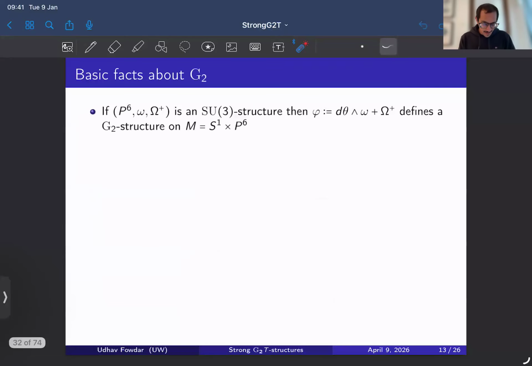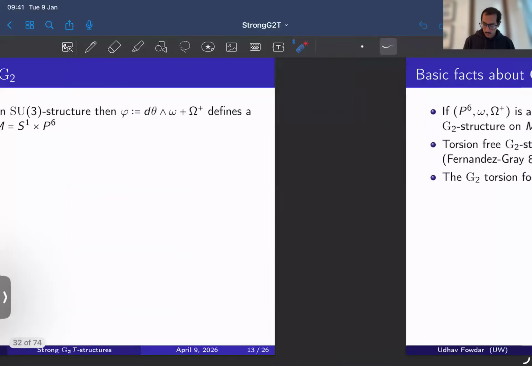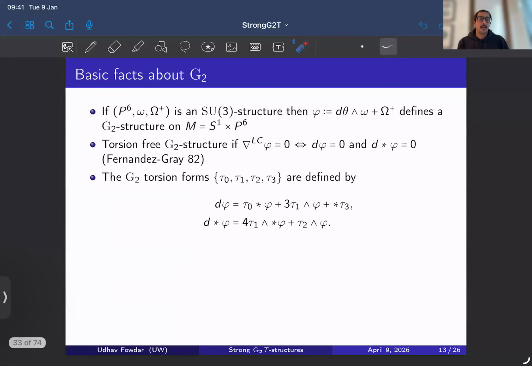So the basic example of a G2 structure is a product one. So you can just take any manifold that has an SU3 structure. So if a 6 manifold with an SU3 structure, you can take the product with an S1 factor, and you can define a G2 freeform by this expression here. Okay, sort of simplest example of a G2 structure, if you've never heard about it.